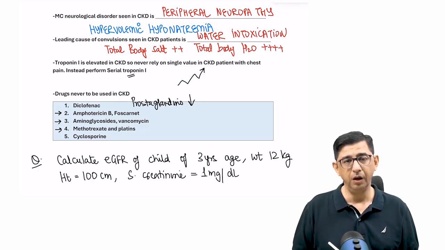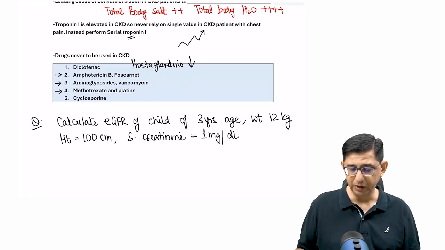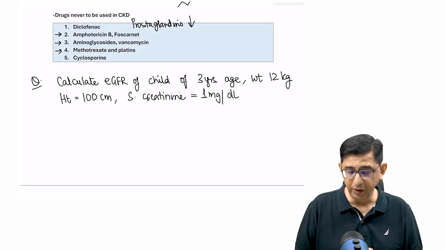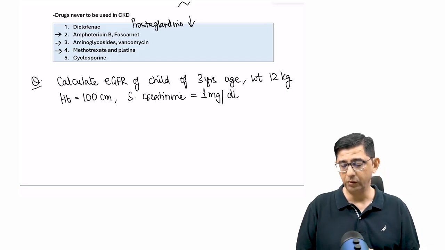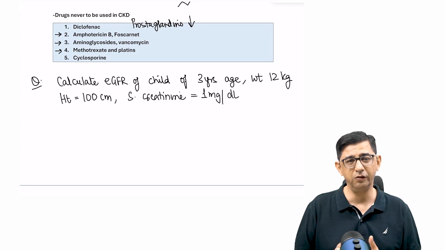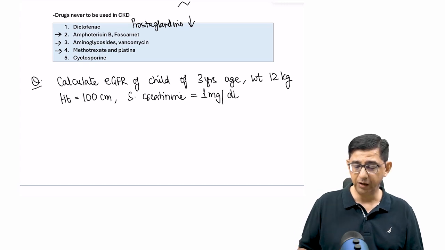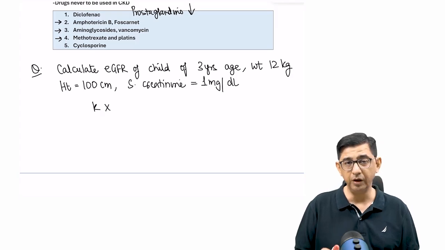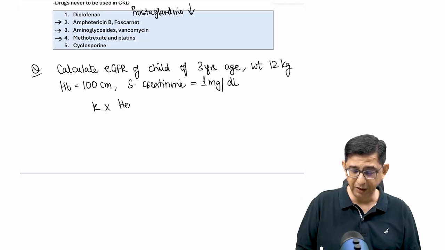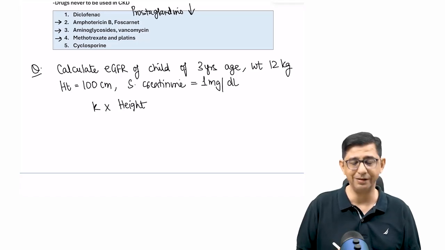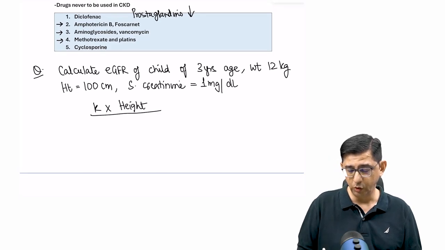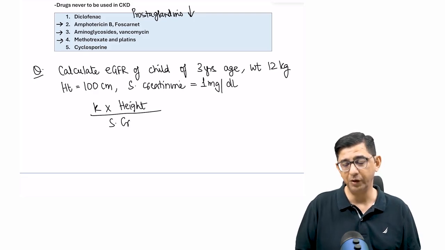function of a patient. Now, I'll teach you a question which is more from pediatrics, but I'll still cover it here. The question said, calculate the estimated GFR of a 3-year-old child with weight of 12 kg and height of about 100 centimeter. Serum creatinine was 1 milligram. So the formula is for children. It's not the weight that we take into consideration. The weight is a distraction here. It is kappa into height, and then the whole thing is to be divided by the serum creatinine value of this particular patient.